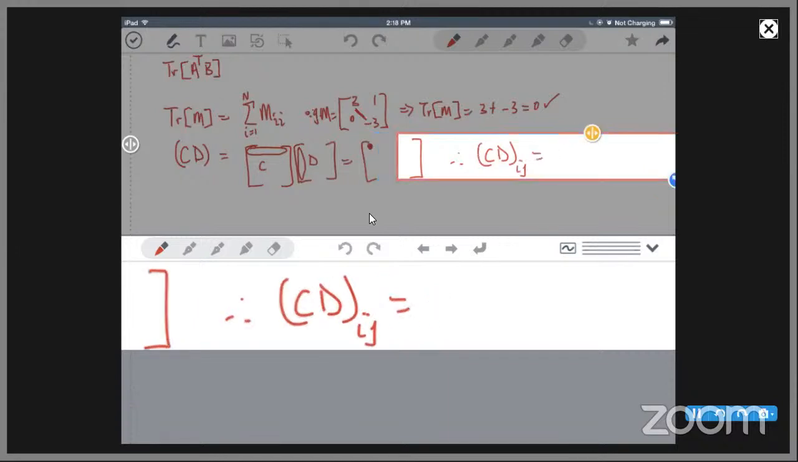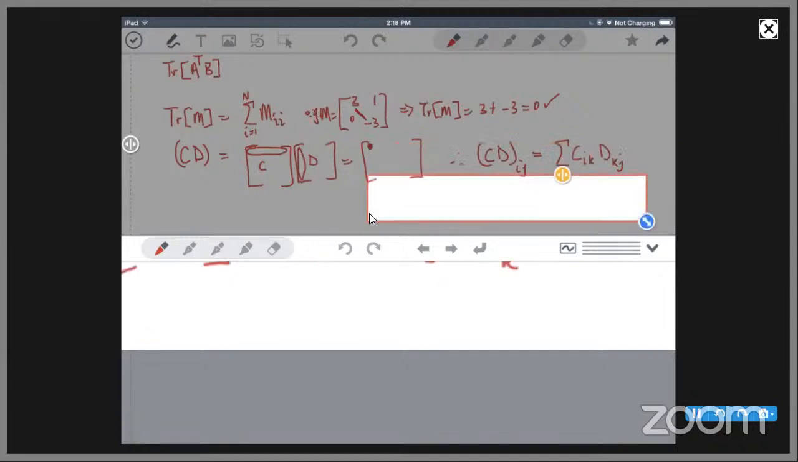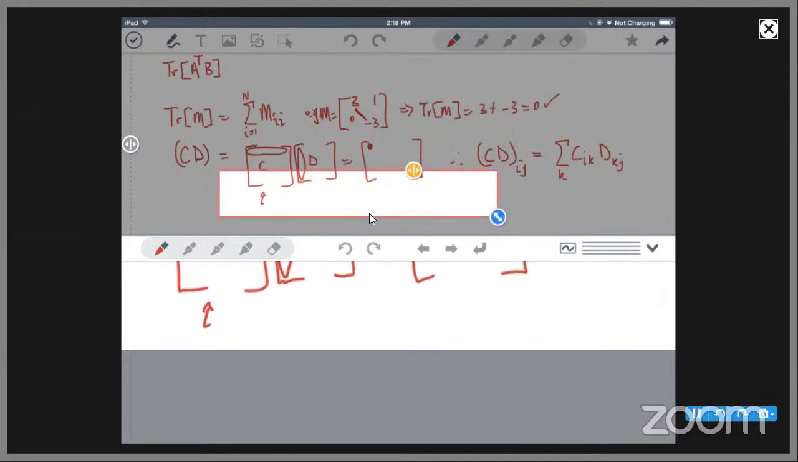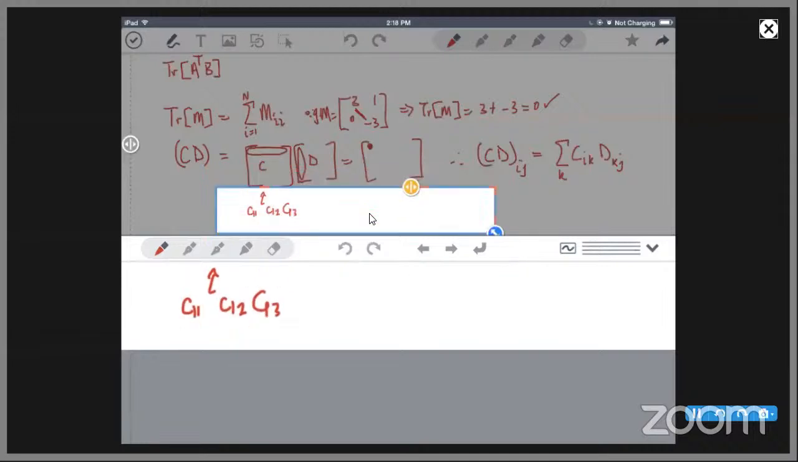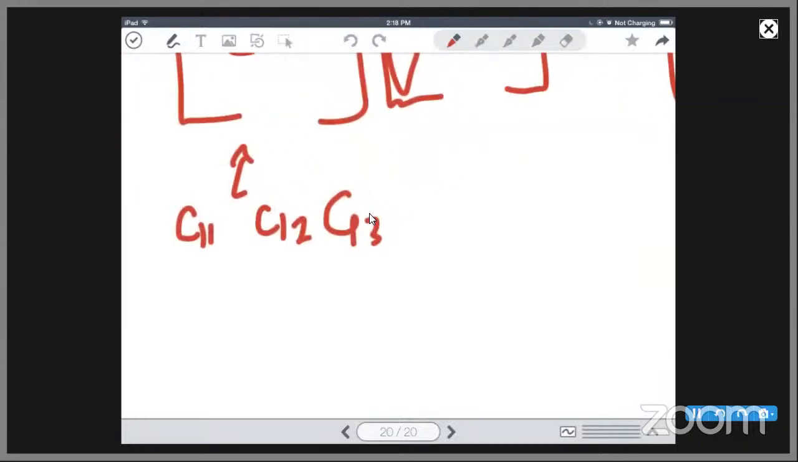You can satisfy yourself that if you do CD and you take element ij of CD, it's the same thing as you have to sum C, I, K, D, Kj, and sum over K. So the row elements of C, for instance, are C11, C12, C13, and then the next row is C21, C22, C23. And then you do the same thing for D, and it continues.